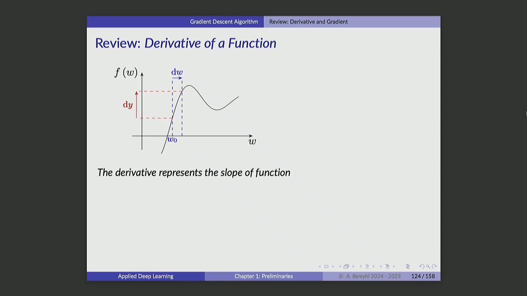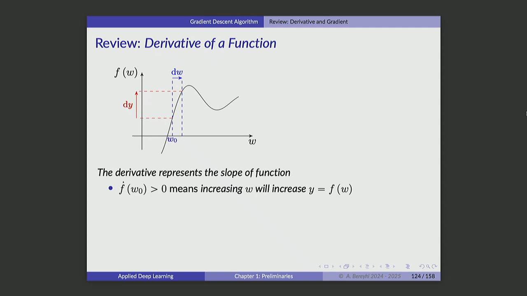What is the derivative? It's positive because your function is increasing, right? dy is positive, dw is positive, so the derivative is positive at this point. This means that if I move in the forward direction at this point, what's going to happen to me? I'm going to increase in function, right? So the derivative is positive, which means if I move in the direction the derivative is telling me, go forward, the function increases, right?